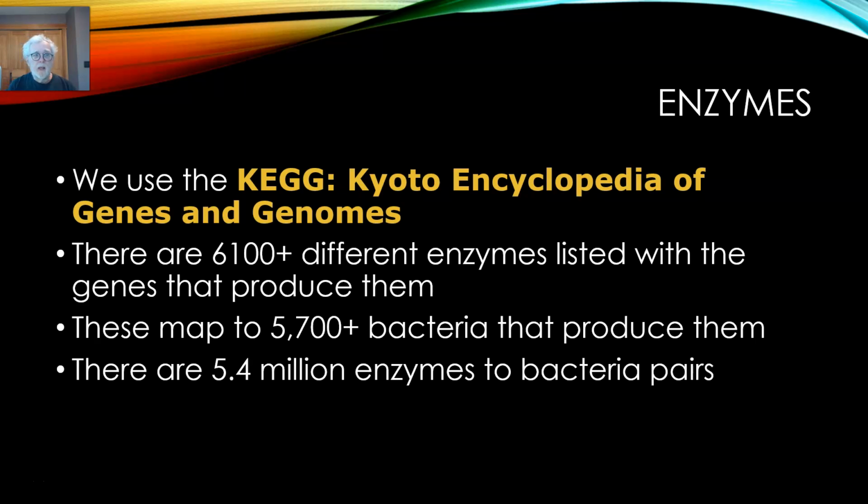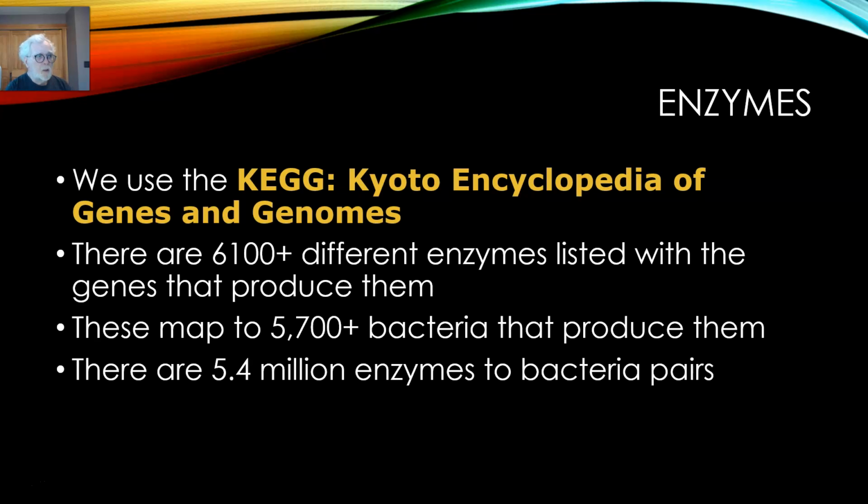For enzymes, we use the Kyoto Encyclopedia of Genes and Genomes, which is a massive database which is freely available, and it's coming out of Japan, as you can guess by the name Kyoto. It contains a massive amount of information about which genes are in a variety of bacteria. They have identified 6,100 different enzymes and the genes that produce these particular enzymes. Think of genes as a big collection of DNA. So these are chunks of DNA that produce certain enzymes.